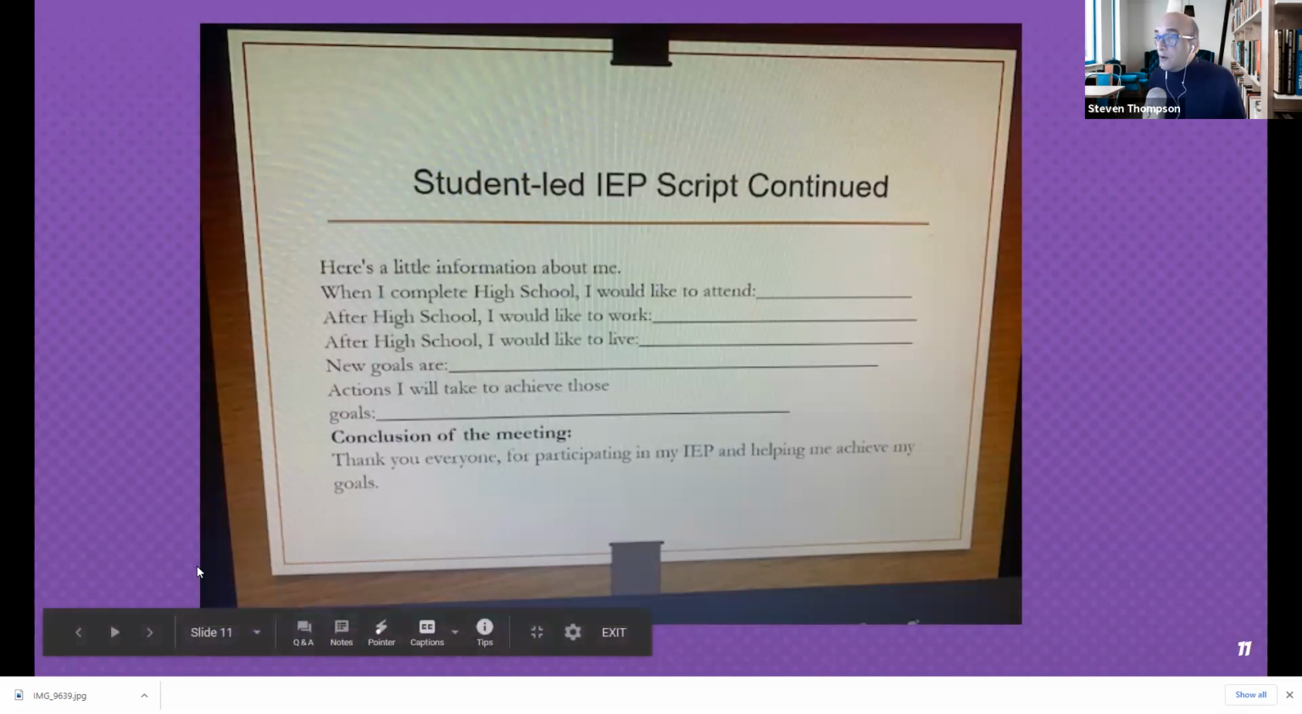Okay, here's some more about the script. This is sort of like a PLP, not a PLP, an ITP. They're saying, here's a little information about me. When I complete high school, I would like to attend. After high school, I would like to work. This is a student participating in reading their ITP plan.